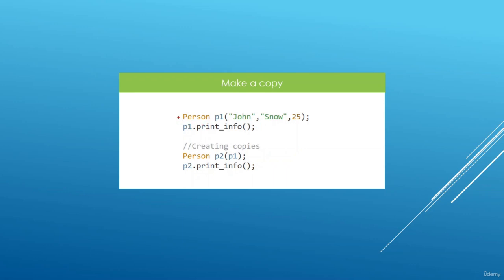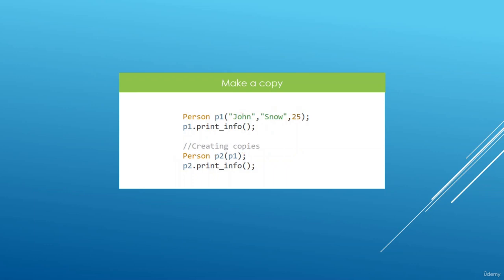We have a person object here. We're going to set them up and put this information here. The last name is going to be John, the first name is going to be Snow, and the age is going to be 25. And we can print information about this person. But we can create a copy of this person using the syntax here, and C++ is going to understand this. So we can say person person2 and we want to create person2 from person1 here. And if we do this, this is going to work.